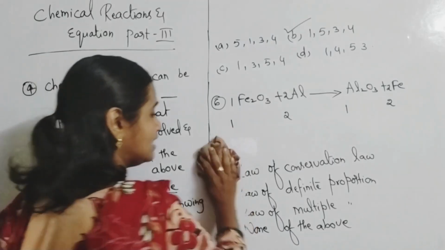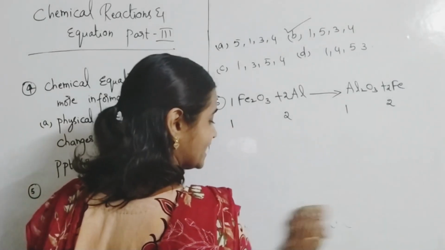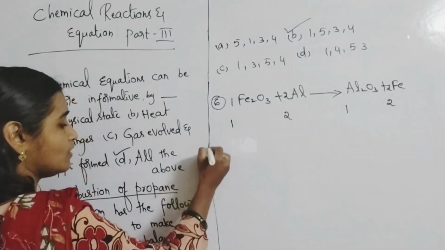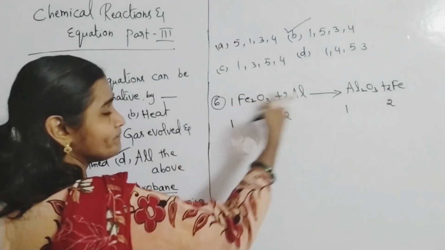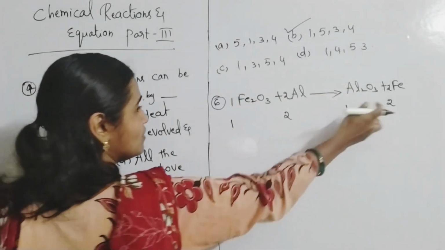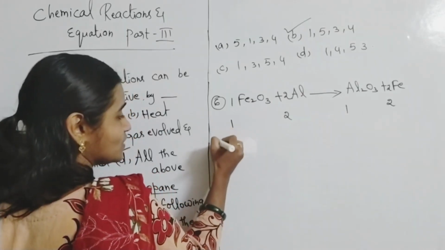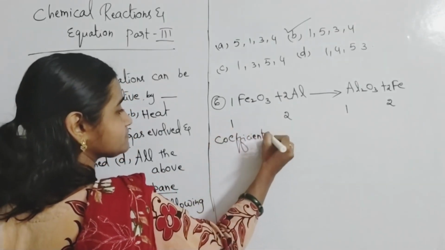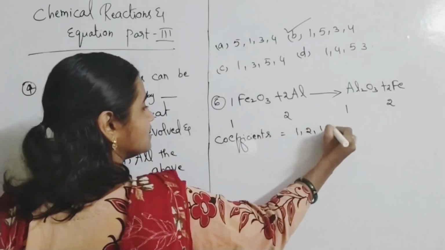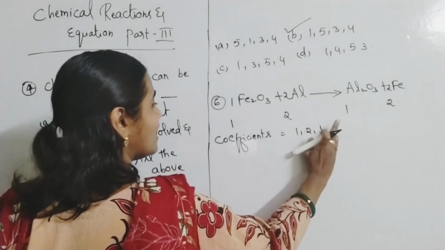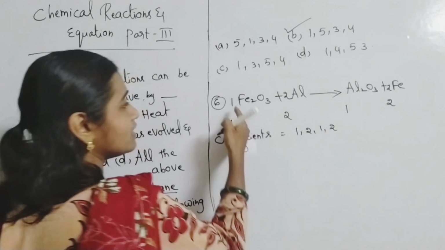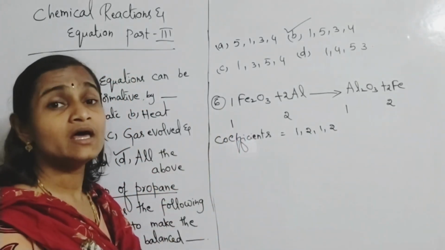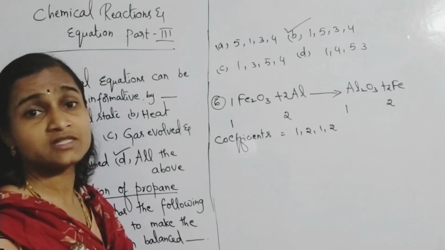Other questions you will be getting based on the same equation. You have another question here: the coefficients of the reactants are what? 1, 2, 1, 2. They are called coefficients. For the same reaction, you have another question also. In this, which substance is oxidized and which substance is reduced? You have to check that.